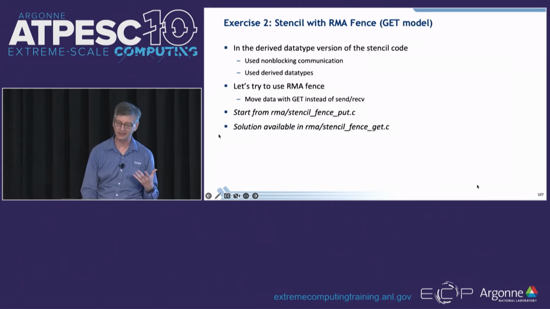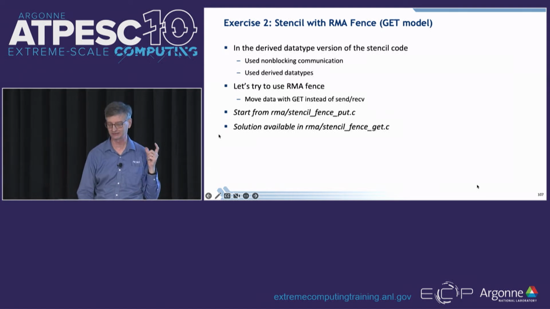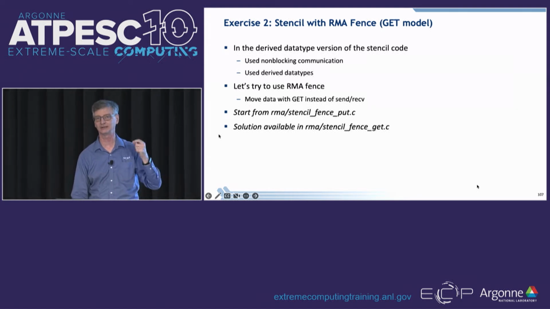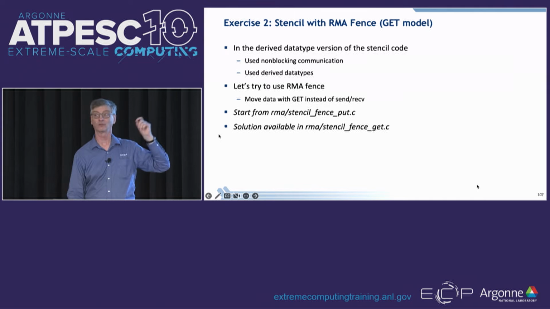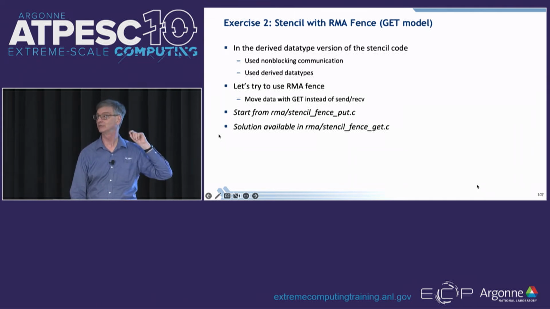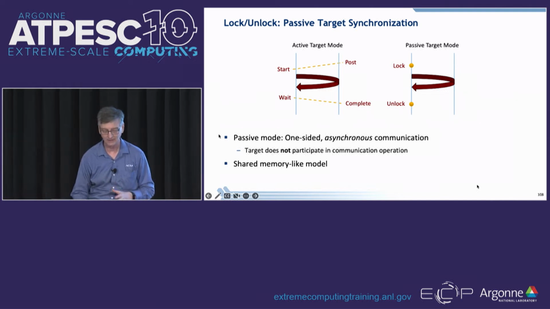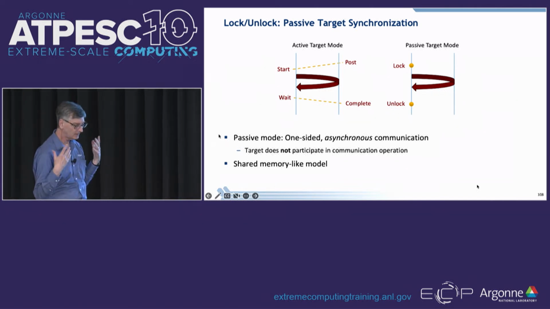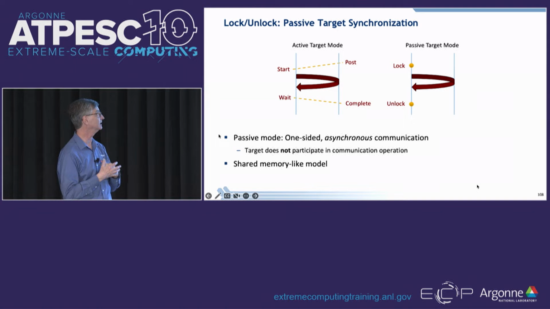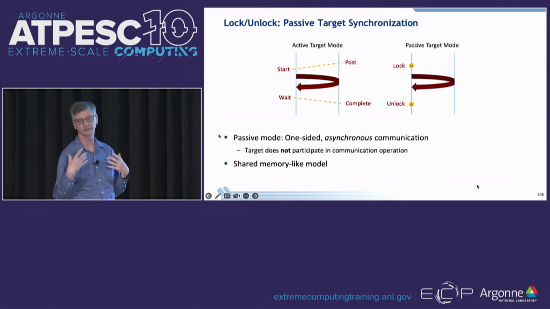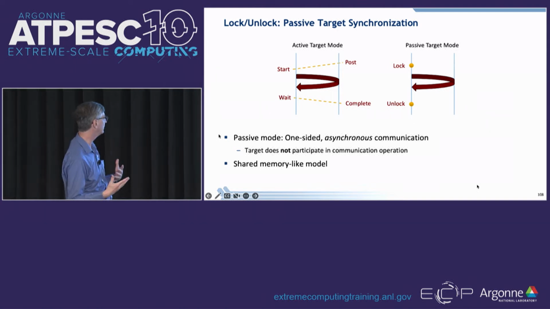You can also do it with get. You have to be a little more careful with get because you have to make sure that you're getting the right data, and so that you're not getting data that's too early or too late. Okay. So let me go on to the passive target model. So this is this lock and unlock one.